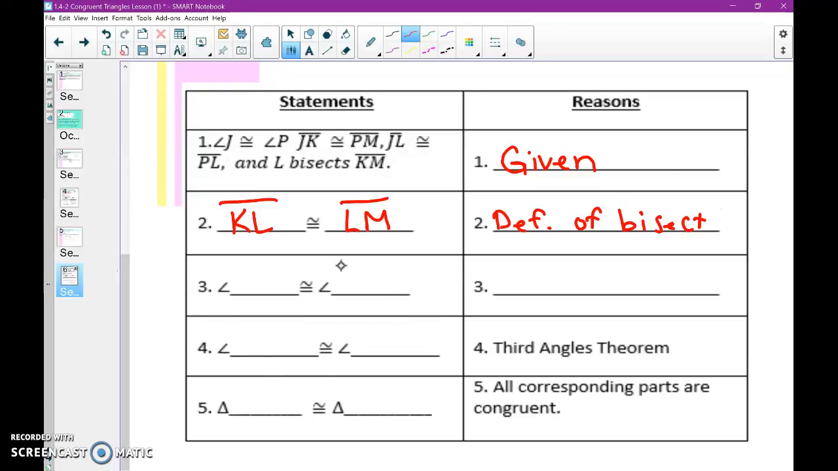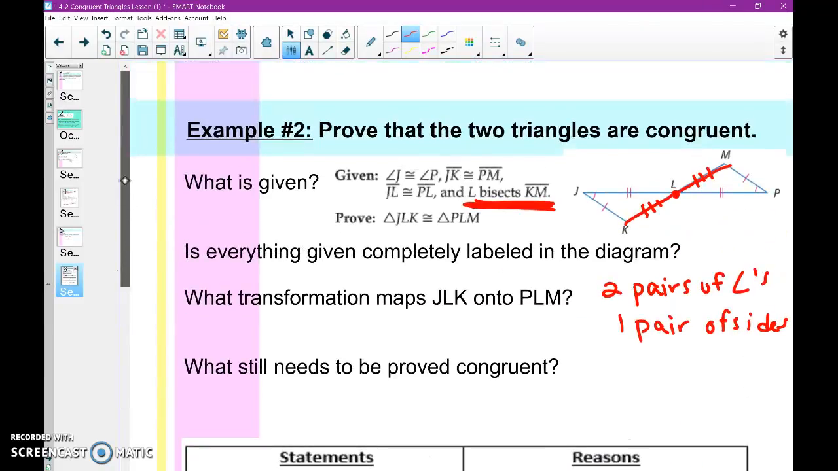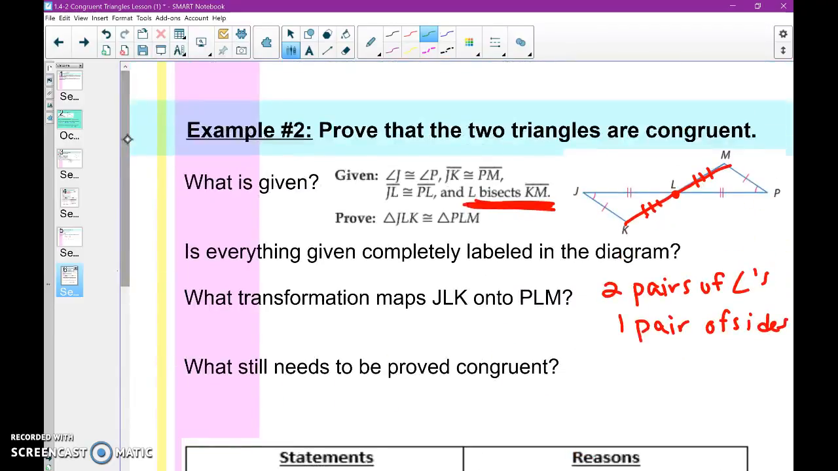Now we've got some angles to deal with here. I know eventually I'm going to be able to prove it by third angles theorem, but I've got to be able to prove one of them on my own first. Something you should always be looking for is vertical angles. We talked about this way back at the beginning of the semester. We called them bow tie angles or kissing angles, or we said they make a V together. And if you look here in the middle, right here where those two arches are, those are vertical angles. So angle JLK is congruent to angle PLM.